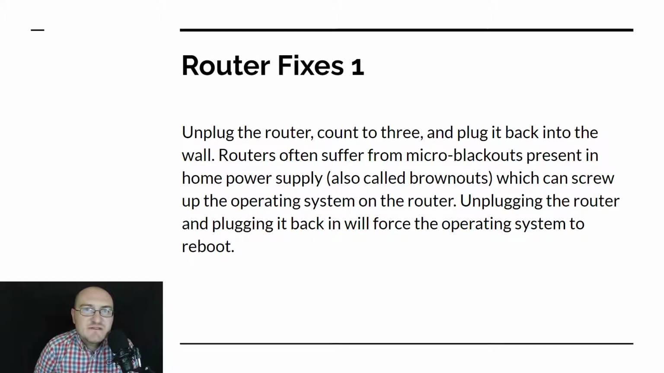Routers can sometimes suffer from micro blackouts present in home power supplies. These are also called brownouts. Basically, they lose power momentarily, but then they get power again before it fully shuts down, right? Now, this can cause problems in your router because your router is doing stuff and then it loses power and stops doing stuff for like a millisecond and then comes back up before it can fully boot up again. So unplugging your router and plugging it back in will force the operating system of your router to fully reboot, and it might solve your problem.